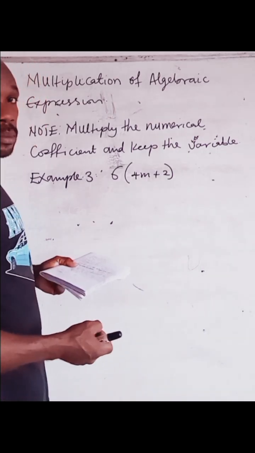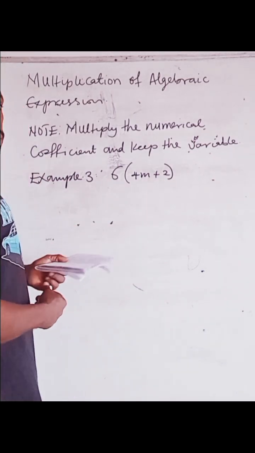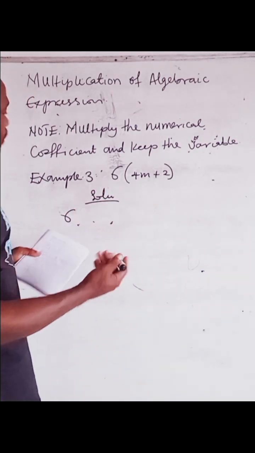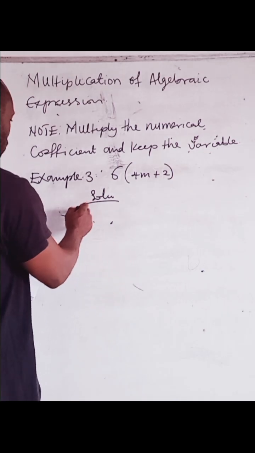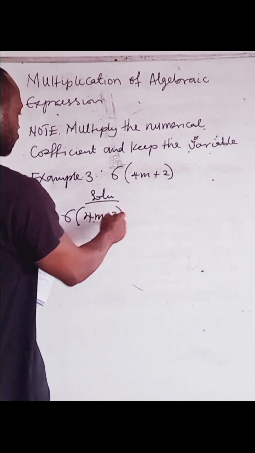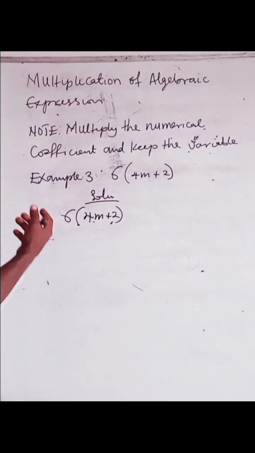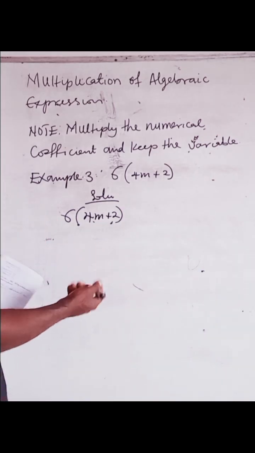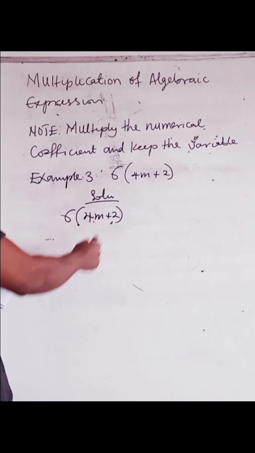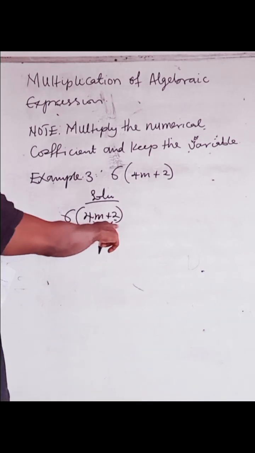Example 3. Look at this expression. 6 bracket open 4n plus 2 bracket close. Solution. 6, the bracket represents 6 multiplied by everything inside the bracket. So you have 4n plus 2. What does the rule say? You multiply the numerical coefficient and keep the variable. So we are going to use 6 to multiply the coefficients inside this expression. The coefficients are 4 and 2. So we're going to use 6 to multiply these coefficients.